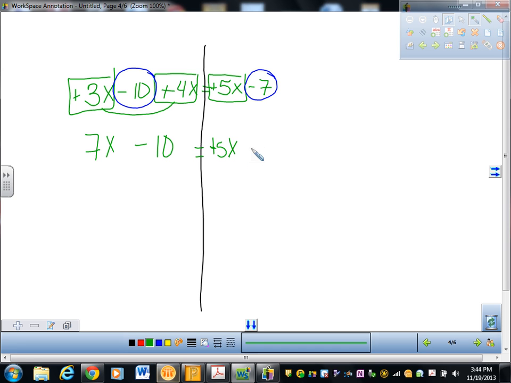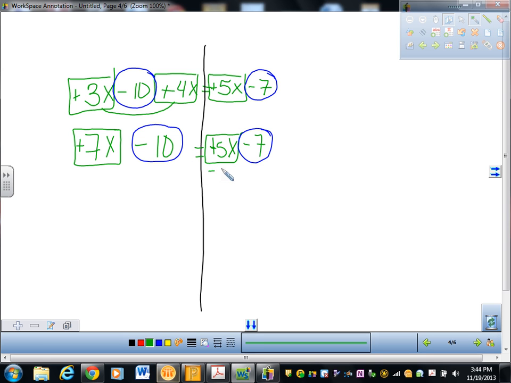That's a positive 5x. I didn't do anything with him, so I'm going to bring him down. Got to box and circle again. I got that 7x there from combining them. I've got that positive 5x there from not doing anything. I've got that because I didn't do anything, and that because I didn't do anything. All right, I've got two boxes still, one on each side.